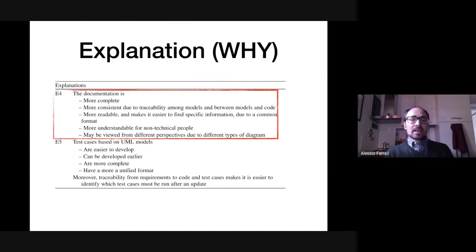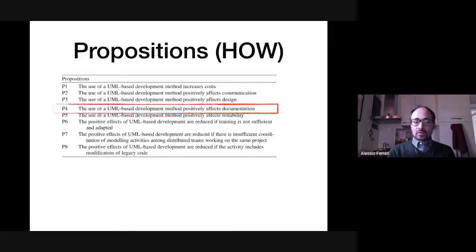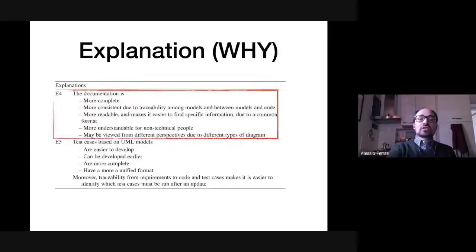Okay. Explanation. Explanation is the third component and explains why this relationship P4 holds. The documentation is more complete, more consistent, because there is more traceability between models and code. It means that I can trace the blueprints or the diagrams with the actual code. More understandable, more readable. So there are justifications for the truth of the proposition.